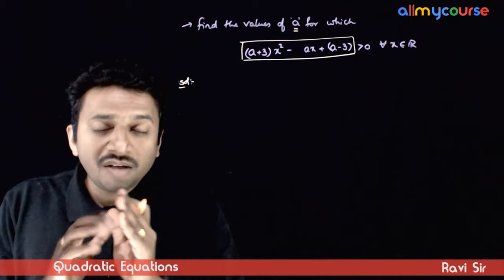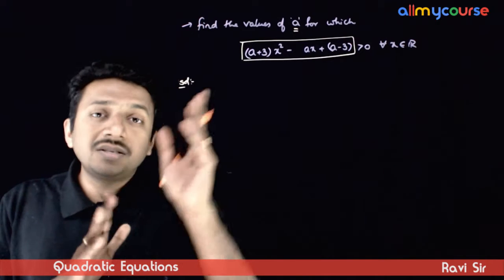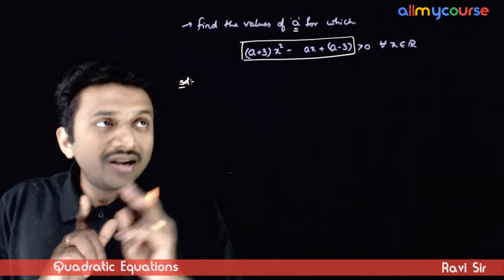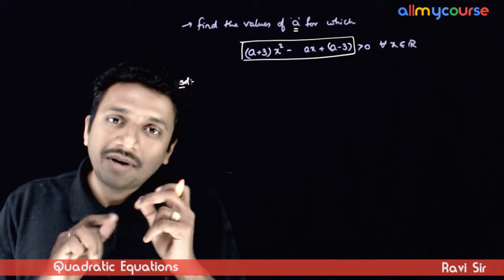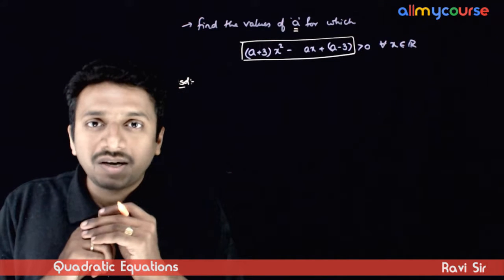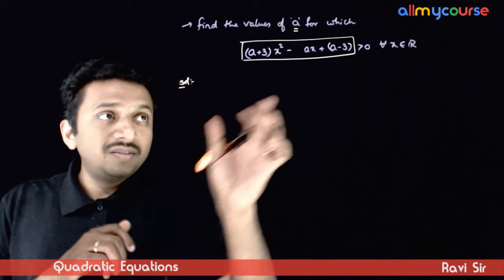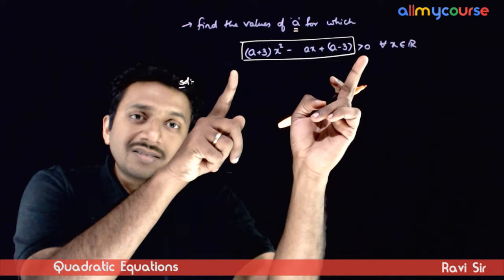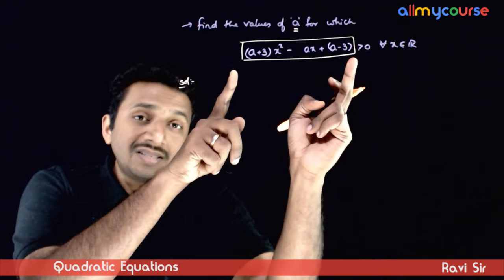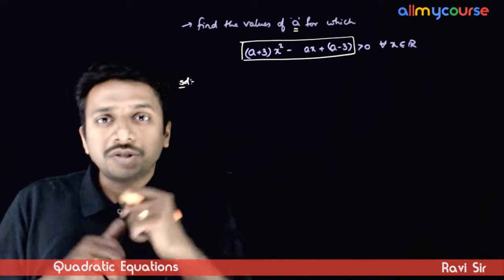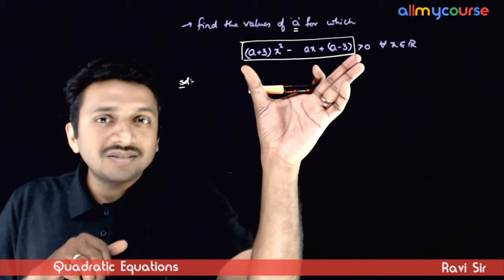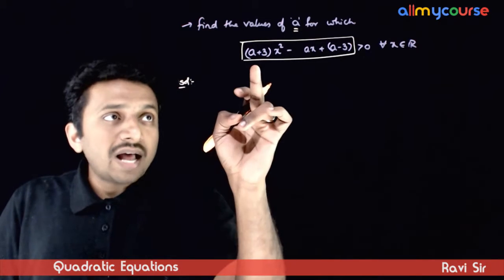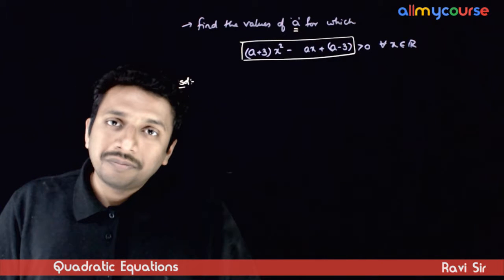In this question, be careful. You're not asked to solve this inequality. Whenever you're asked to solve an inequality, you will be given all the numbers and asked to solve it. Here, the answer to this inequality is already given. That means this expression is greater than 0 for all x belongs to R. That means the solution of this is all real numbers. If that is so, you're asked to find the values of the unknown.